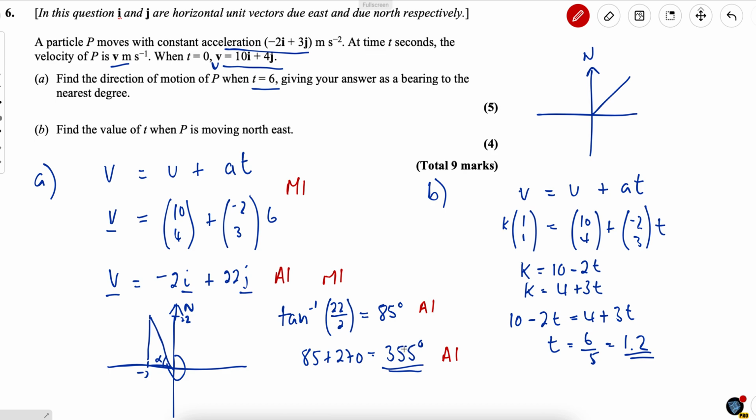For part B, there's a method mark for either equating, finding the i and j components, or setting up v equals u plus at, and then an accuracy mark for finding those correctly, a dependent method mark for setting them equal to each other, dependent on the fact that you've done this working here, and an accuracy mark for 1.2.